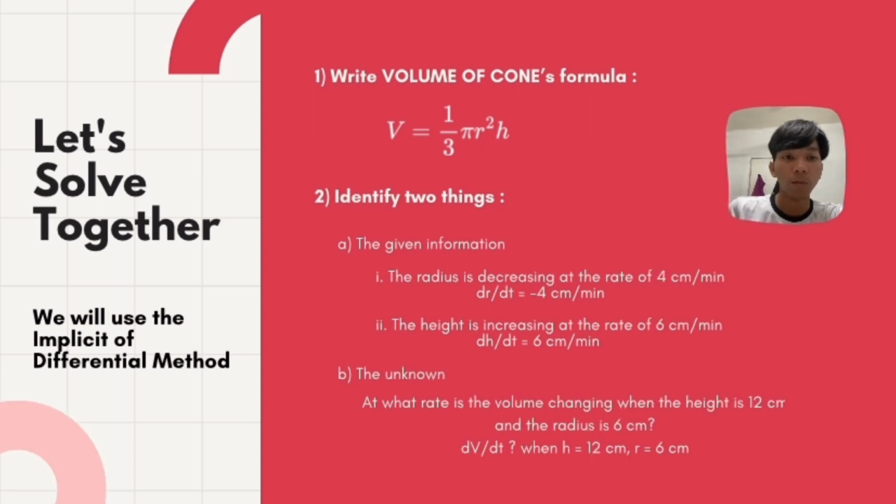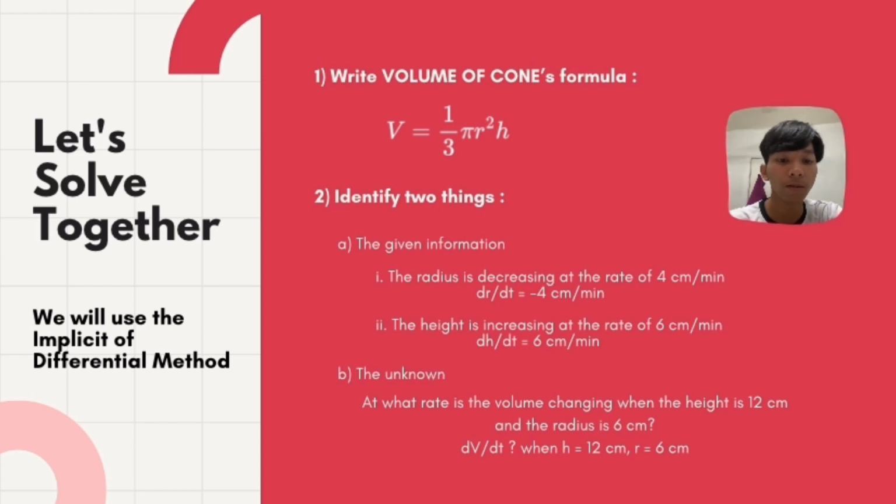To solve the problem, we will use the implicit method to show our work, and it is easy to understand. The first step is to write the volume of cone formula, which is V equals 1/3 pi r squared h. The second step is to identify two things, which are the given information and the unknown.